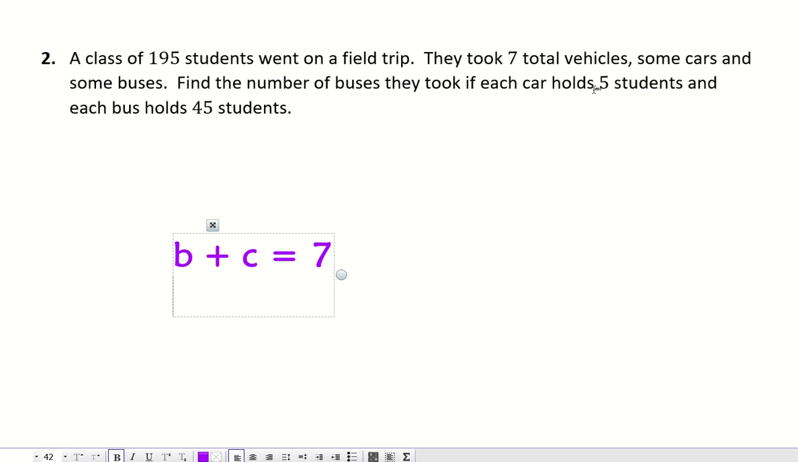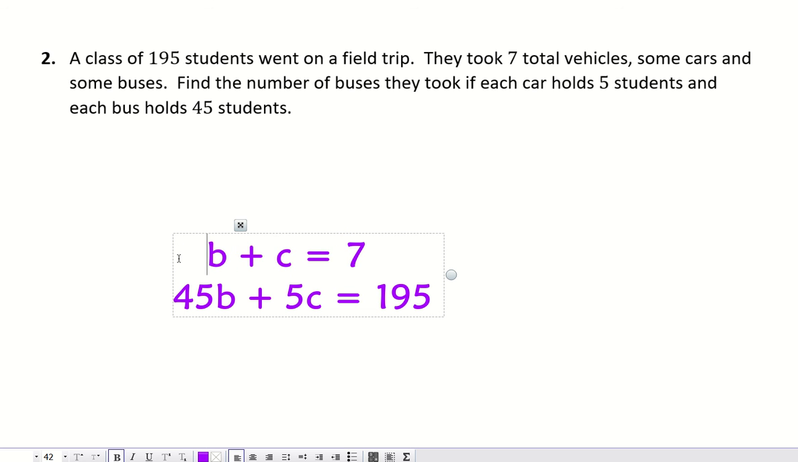And now the total number of students, well, how many are there for each bus? So 45 times B, because there's 45 students in each bus, and then 5 students in each car. So we multiply there, and when we add all that up, it should equal 195. And now you can use these equations, the elimination method, the substitution method, whatever, and get your answer for B.